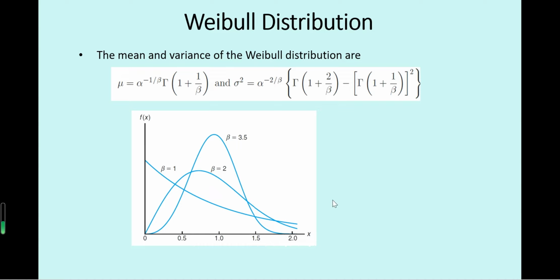right side. And the mean of Weibull distribution is this form, and the variance sigma squared of Weibull distribution has this form, quite complicated. So this is the gamma function.